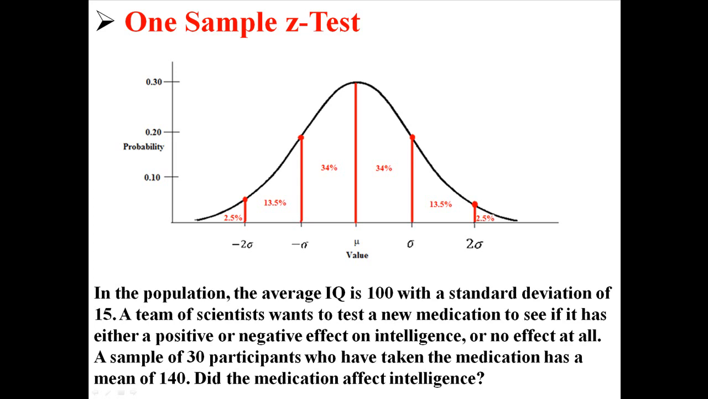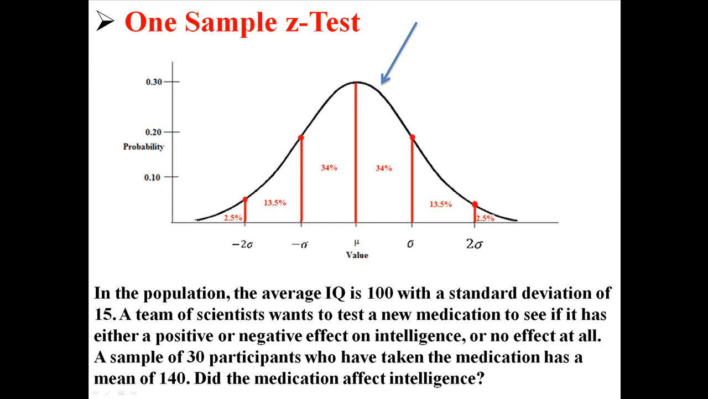Now, in this example, realize that we know the population standard deviation, which is 15, and we have a large enough sample size. In this case, it's 30. Because of those two pieces of information, we're going to do a z-test. If we didn't know the standard deviation of the population, we would actually do something called a t-test, which I talk about a little bit later.